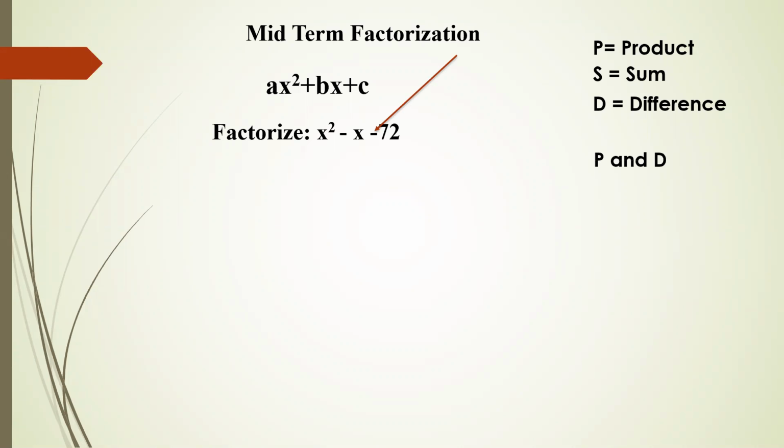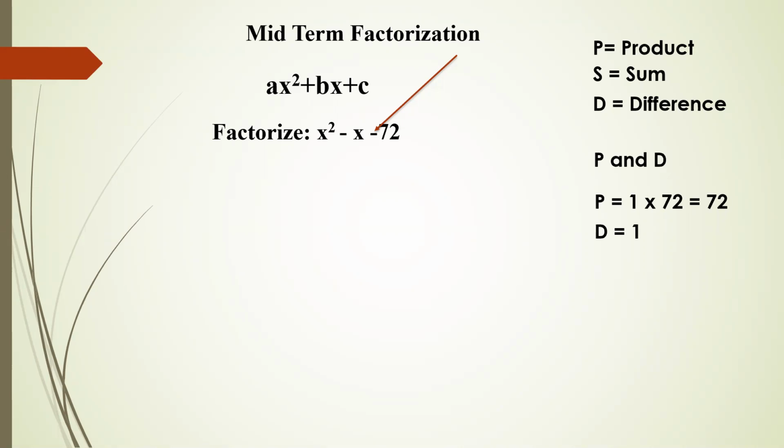So what is a product? You can now tell me. So product is 72, 1 times 72. You have to multiply the coefficient of the first term and the last term. That is 1 times 72. Our product is 72. And what is the difference here? Either sum or difference, you have to take just the coefficient of the middle term. And what is the coefficient of the middle term here? It is 1. So our difference is 1.